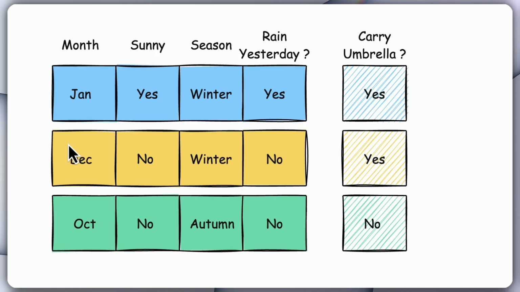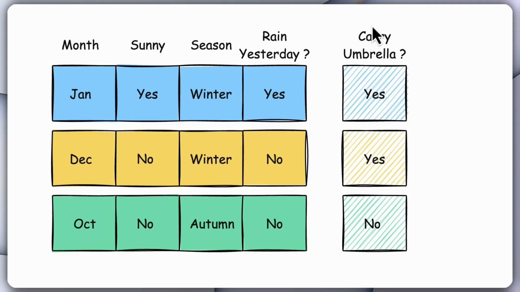Now another example is December. It's not a sunny day. It's definitely winter and no snow happened yesterday. But since it's December, my model is predicting I should carry an umbrella. Similarly, another example is October, and it's not a sunny day, it's autumn and no rain happened. So I can go outside without carrying an umbrella. So this is an example of the data, and my model is trying to predict whether I should carry an umbrella or not. My model is trying to predict two values, so the outcome is either yes or no.